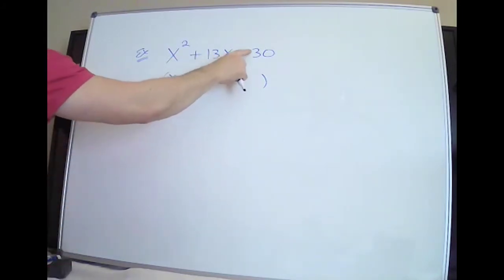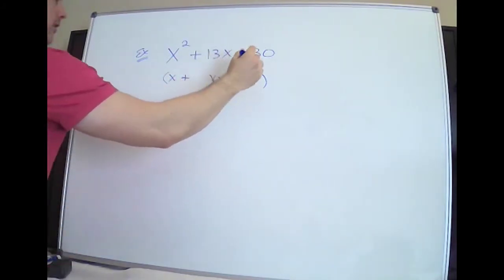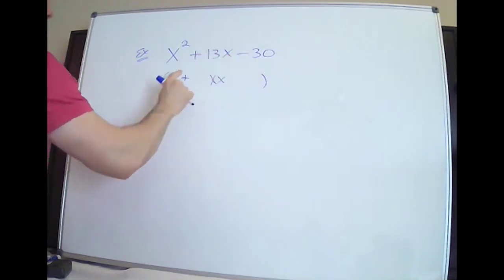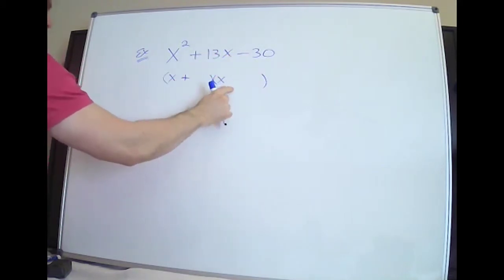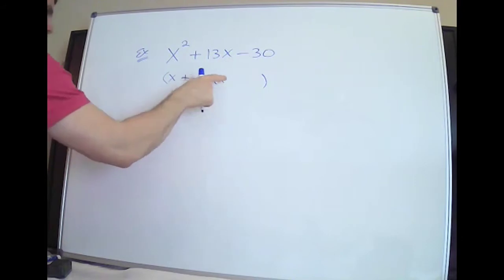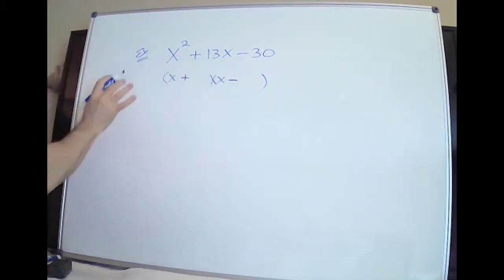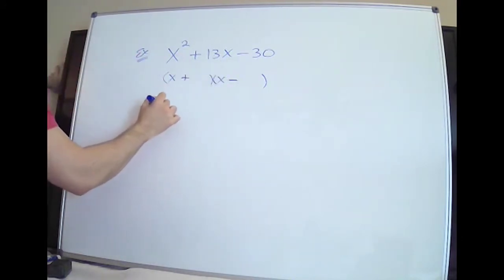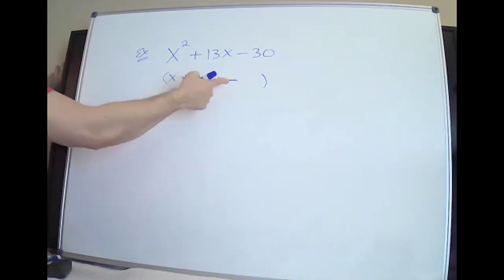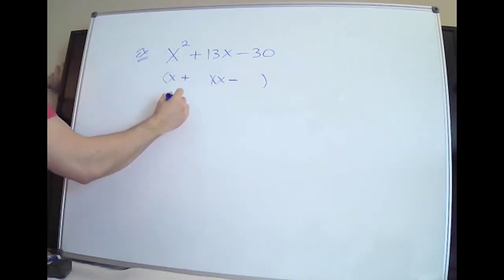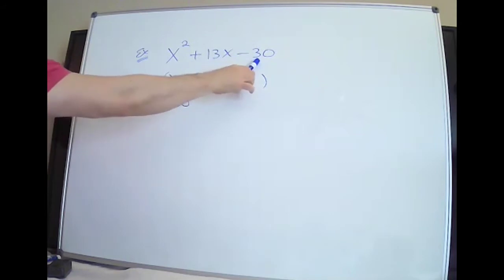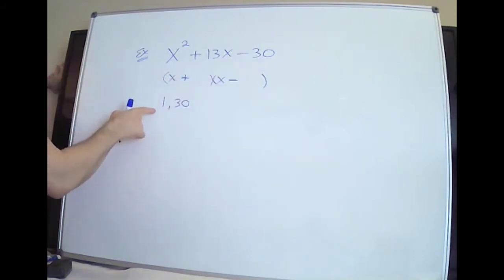Now, in the class notes, it says, if the last number, this is the last number, is negative, the signs are different. So I dropped a plus, so this one must be a minus. It has to be different. Now, all I have to do is figure out what pair of numbers to put there. So I'm going to list all of the numbers that multiply to be 30, and I'm going to do them in order so I don't miss any.